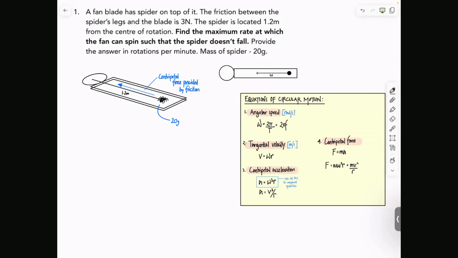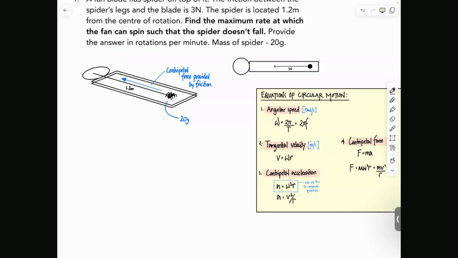Towards the center, right? So let's try to understand what's keeping the spider in circular motion to begin with. If you look at the side view here, let's say this is the spider, this is the side view, okay? When the blade is rotating, which way is the spider naturally trying to move? Is the spider naturally trying to move in a circle, or in a straight line? Straight line, right?